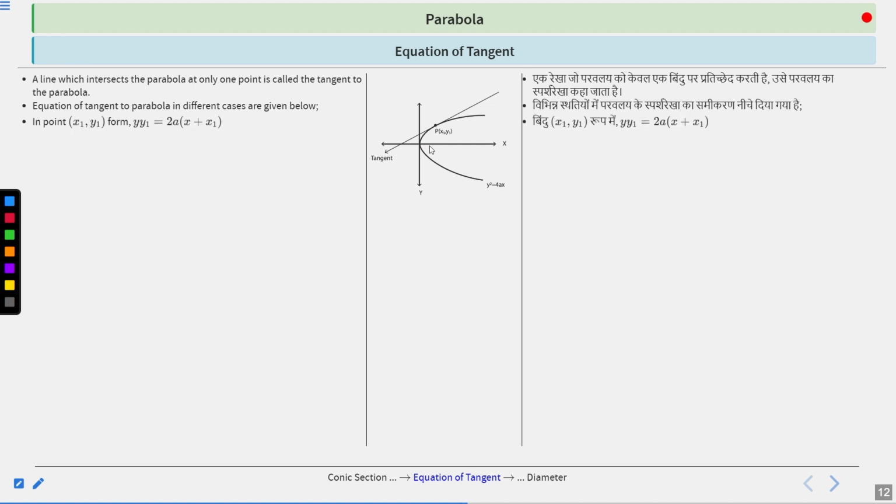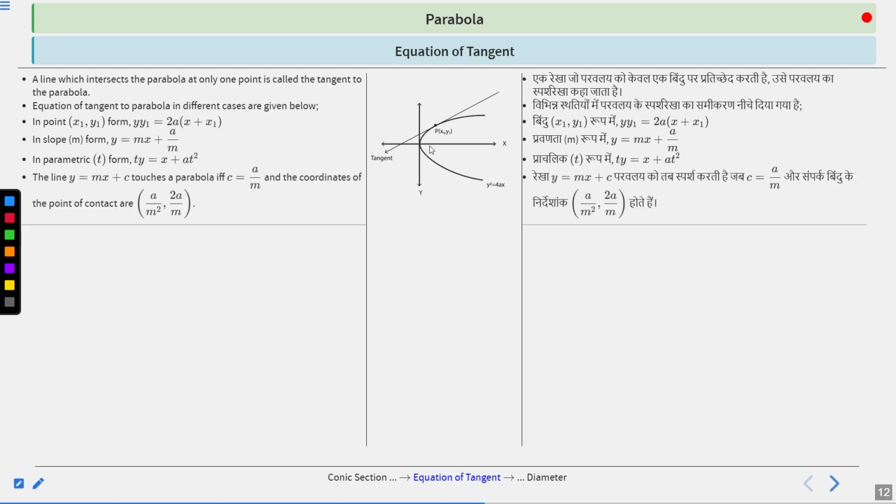In point form (x1, y1), the equation of tangent can be written as yy1 = 2a(x + x1). In slope m form, the equation of tangent can be written as y = mx + a/m. In parametric form, the equation of tangent can be written as ty = x + at². Now the line y = mx + c touches the parabola if and only if c = a/m, and the coordinates of the point of contact are (a/m², 2a/m), right? Got it?